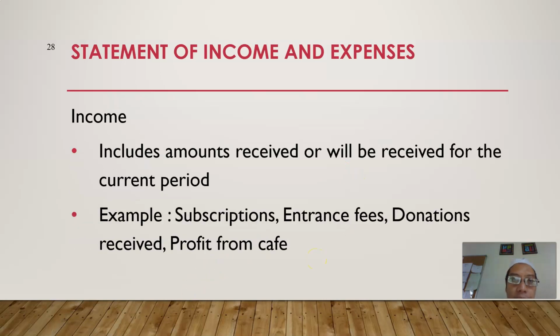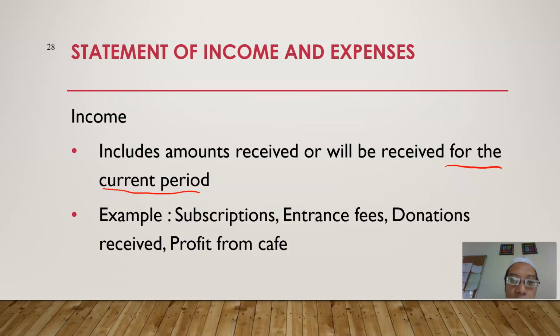Under the statement of income and expenses, there is the income section. The income section includes amounts received or to be received for the current period. The main keyword here is for the current period. So if the transaction is received in the current year but is for the previous year or the next year, it should not be included in the income and expenses.